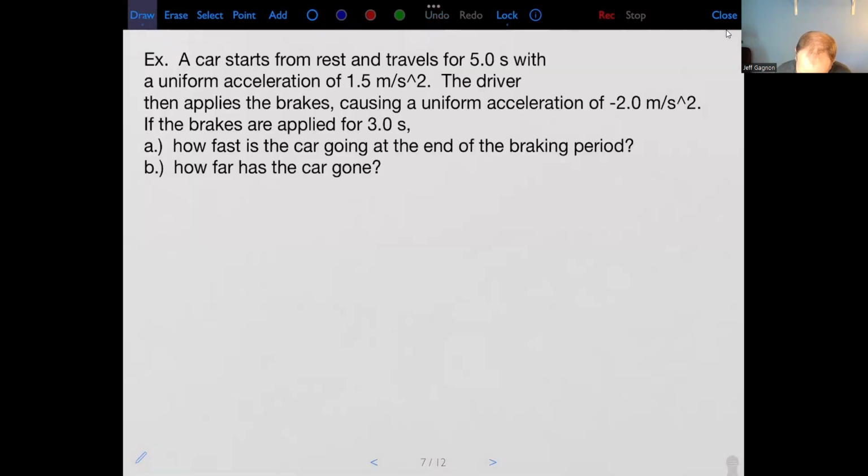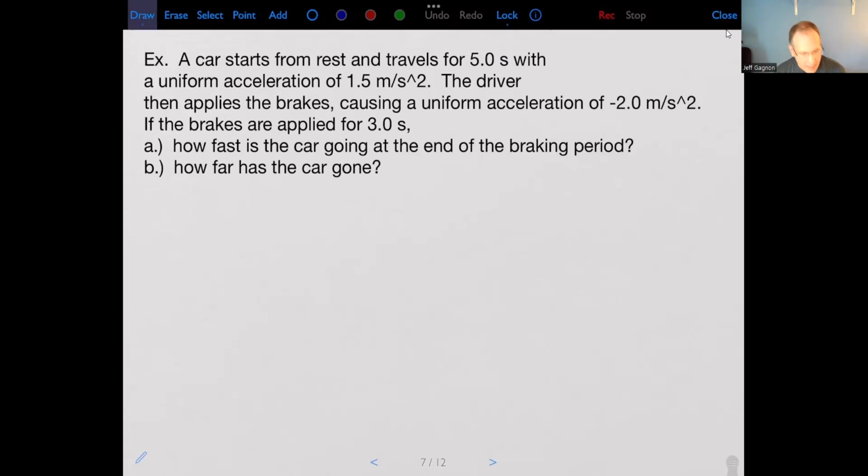Okay, another example. A car starts from rest and travels for 5 seconds with uniform acceleration of 1.5 meters per second squared. The driver then applies the brakes, causing a uniform acceleration of -2 meters per second squared. If the brakes are applied for 3 seconds, we want to know a couple things. How fast, so we're looking for the velocity the car is going at the end of the braking period, and how far has the car gone.